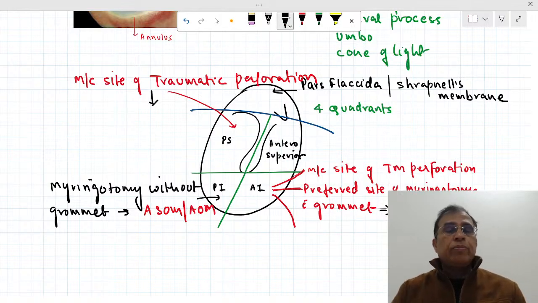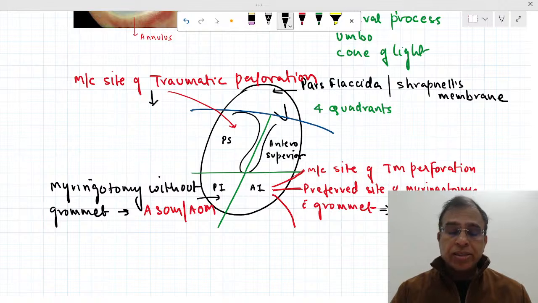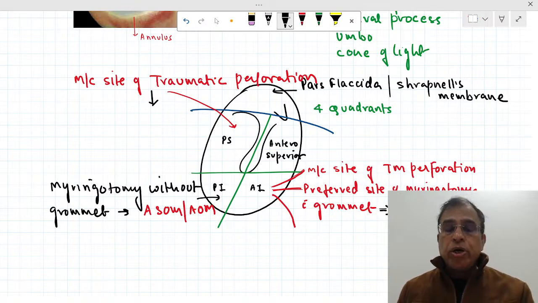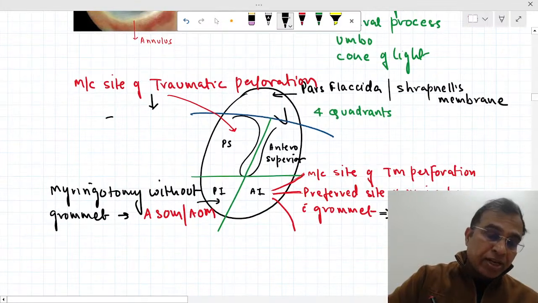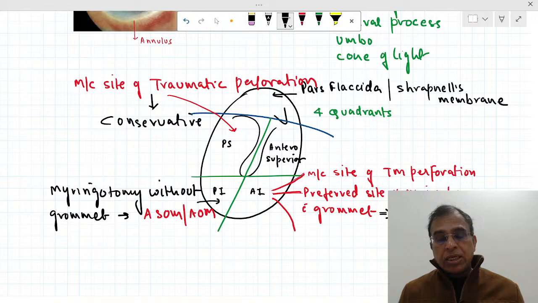What is more important is the treatment for traumatic perforation. Anybody who knows the treatment for traumatic perforation? When does traumatic perforation happen? Anybody who knows the answer? Treatment of traumatic perforation. Anybody who wants to write the answer to this question? How do you treat perforation of the tympanic membrane that is caused due to trauma? I thought most of you would know this very simple answer. Conservative management. And that's why it is important. You don't do anything to a traumatic perforation. Now this conservative management, we'll discuss the details a bit later.